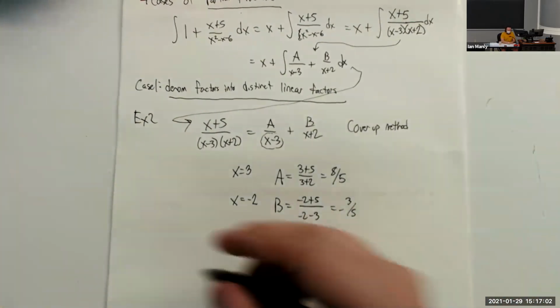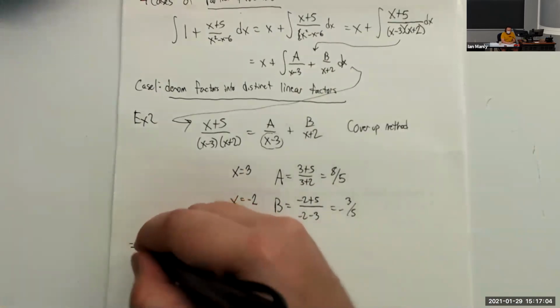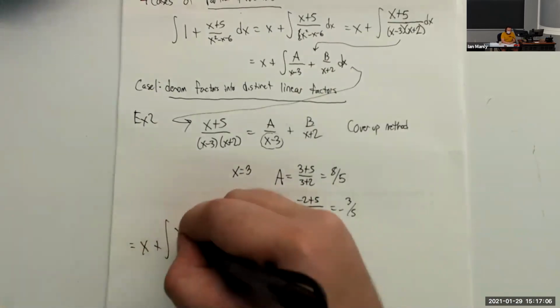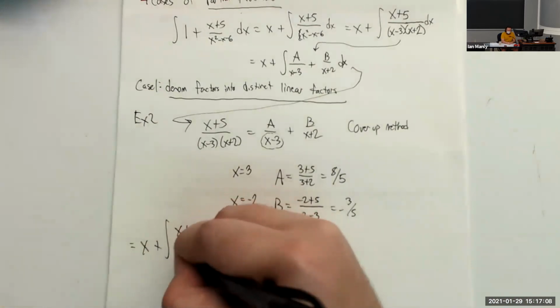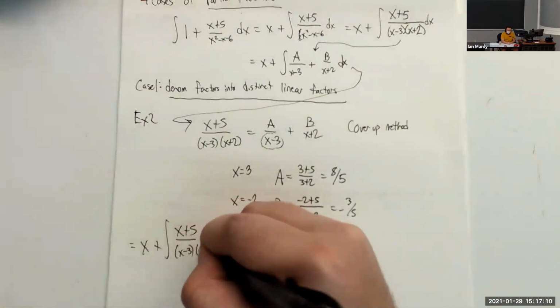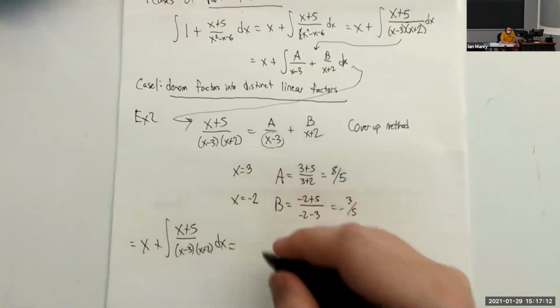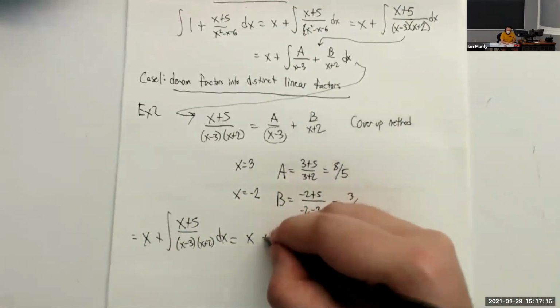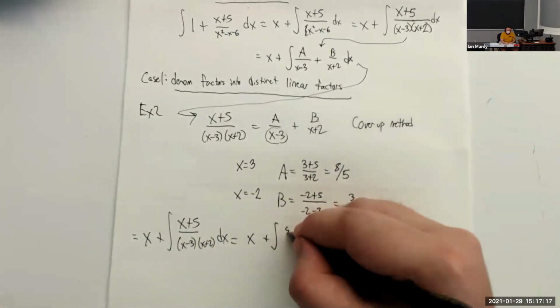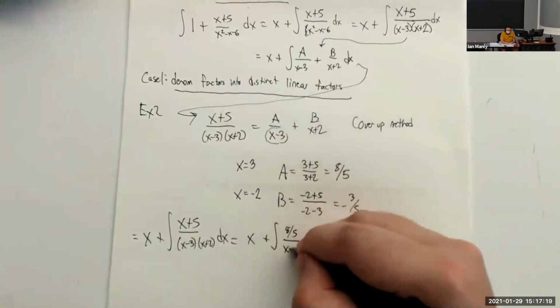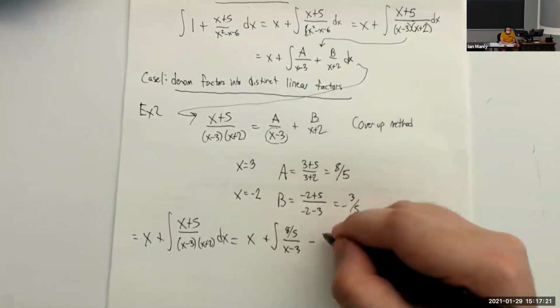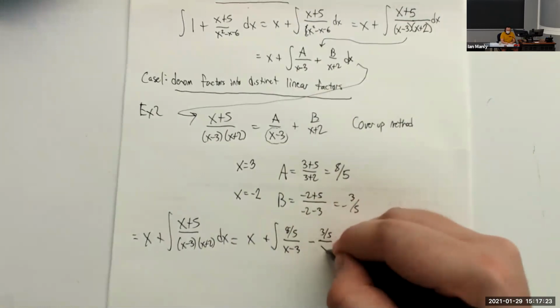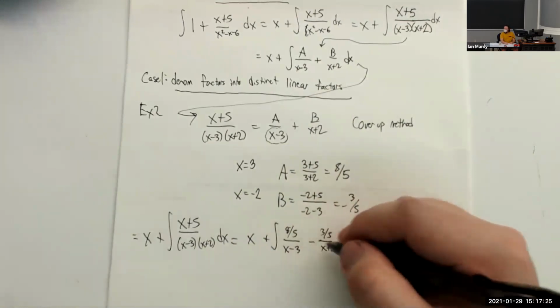So now what we could do is we could take our integral, x plus 5 over x minus 3, x plus 2, and we could say that this is the same thing as the integral of 8/5 over x minus 3, and then minus 3/5 over x plus 2 right here.